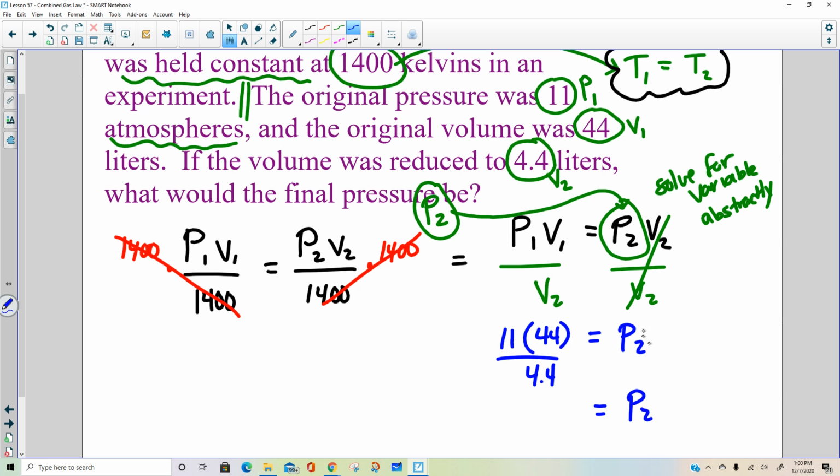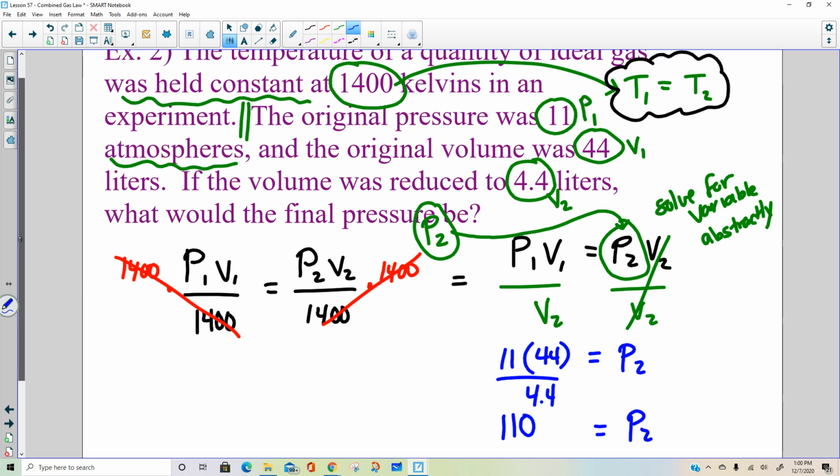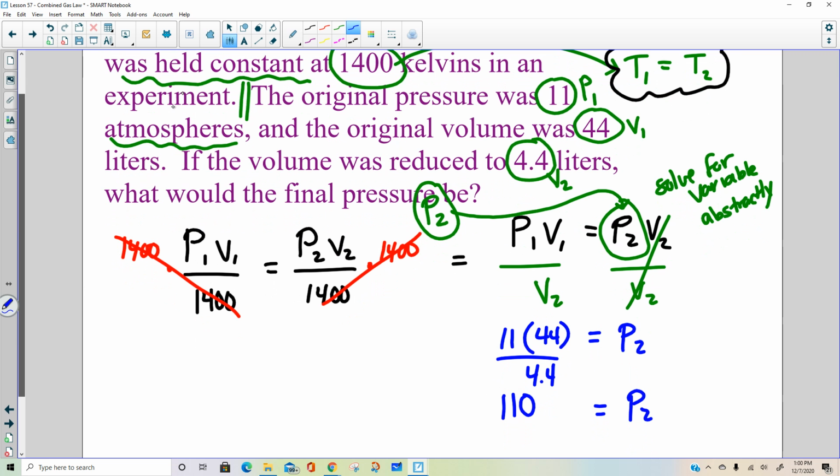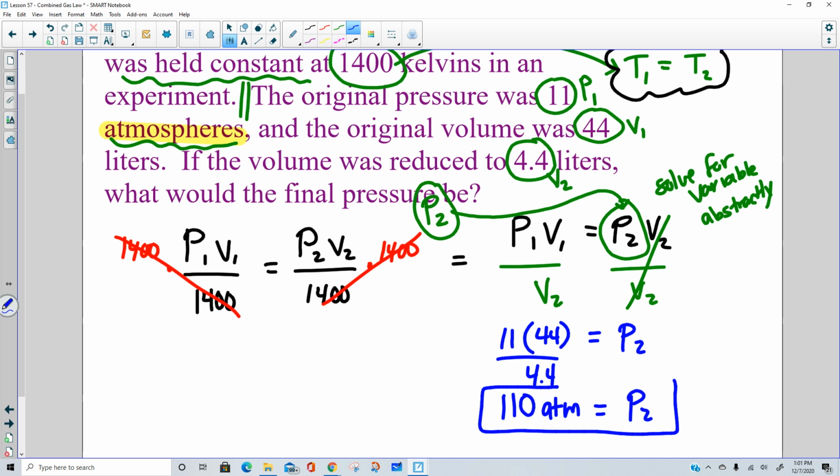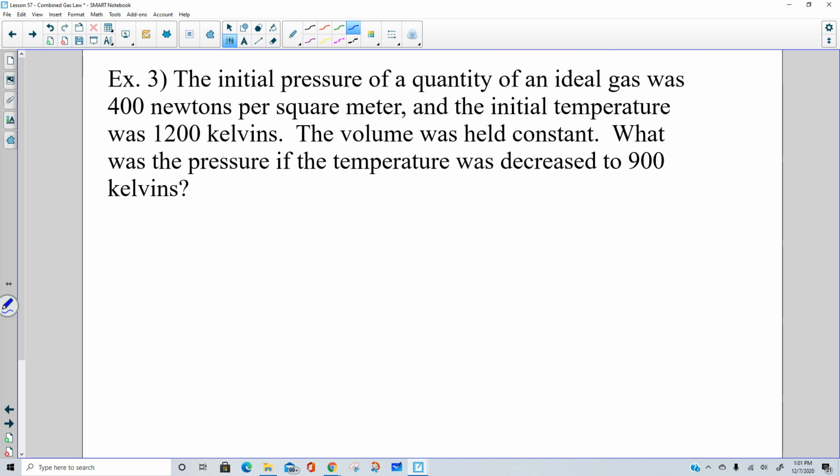So what we get here is 110. So leave a little space because we're going to have to label. So this is a pressure. Who can tell me what my pressure units are in this instance? All right, Dylan, what are my pressure units? Atmospheres, good. Okay. So ATM. Great job. We'll end with example 3.